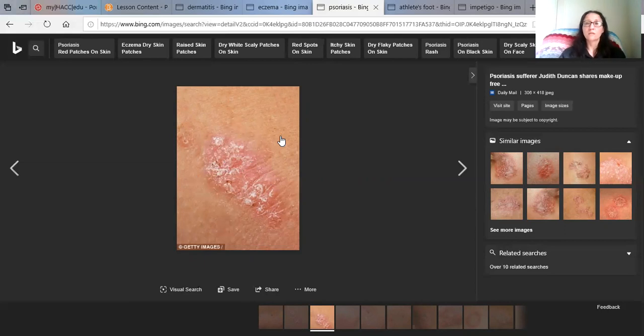Psoriasis kind of goes in flares and remissions. This one doesn't look too bad. I don't know if this is starting a flare or it's coming down from one. It's hard to tell.